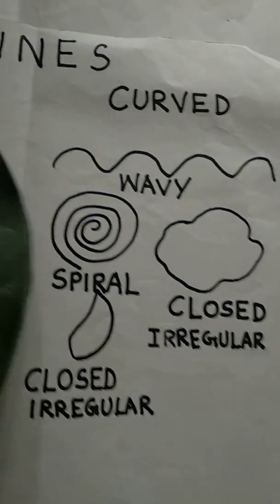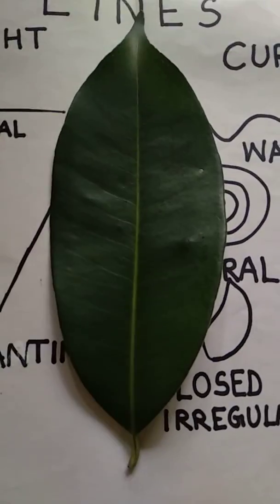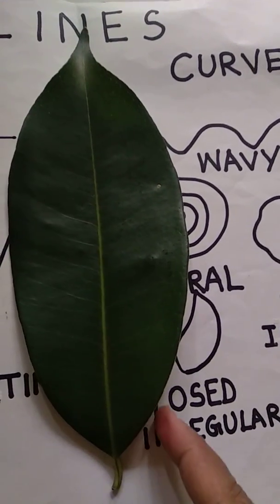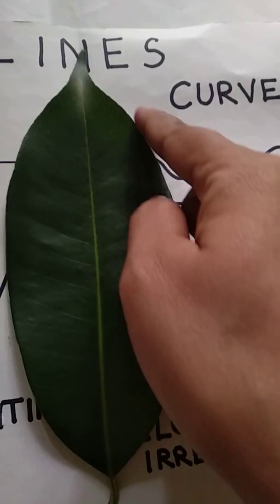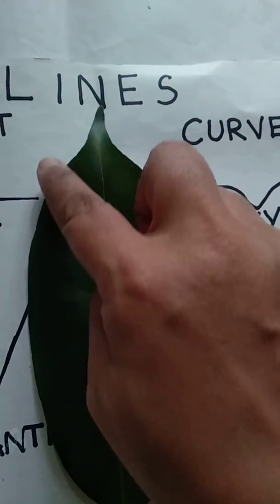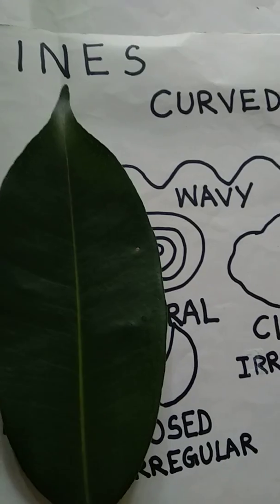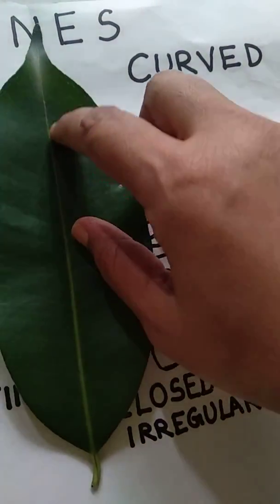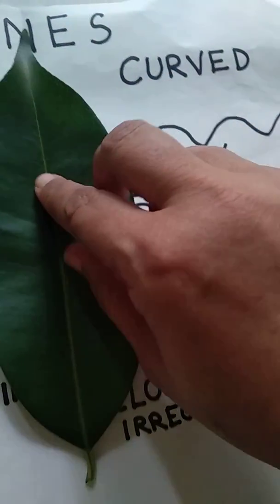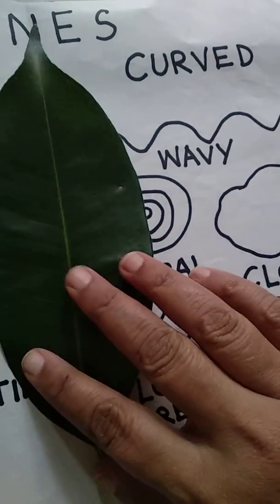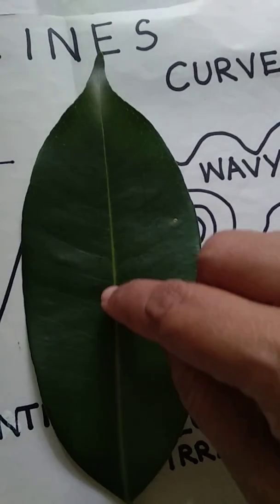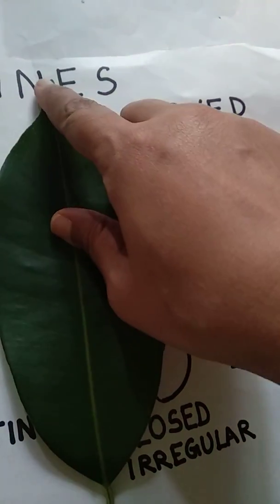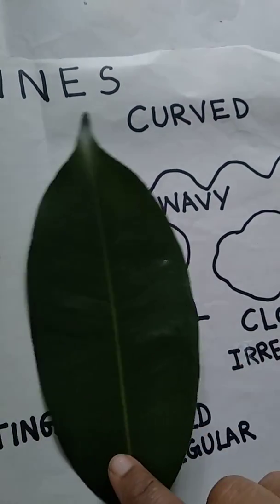Now, look at this leaf. Look at it carefully. The leaf is made of a curved line on the outside. See, this is the curved line. But from the middle, there goes a straight line. Is it horizontal or vertical? Yes, it is a vertical line which goes from this end to that end of the leaf. It is a vertical line.